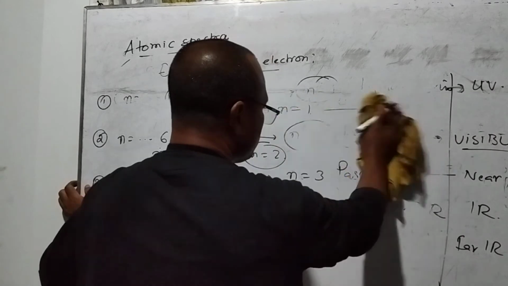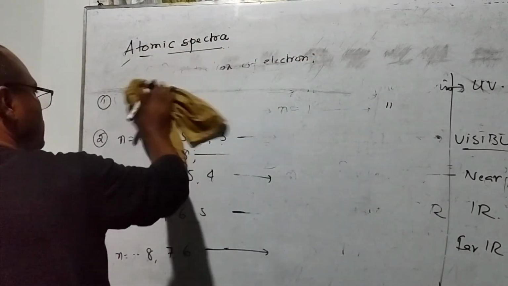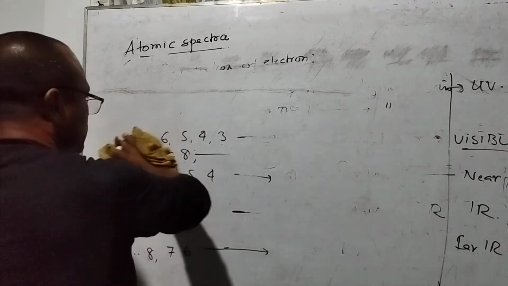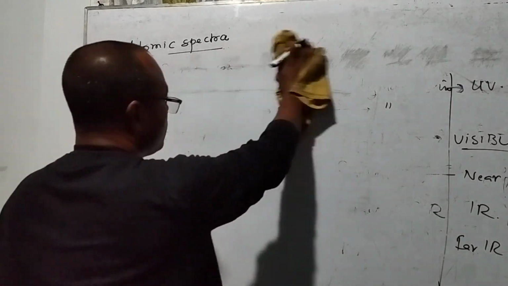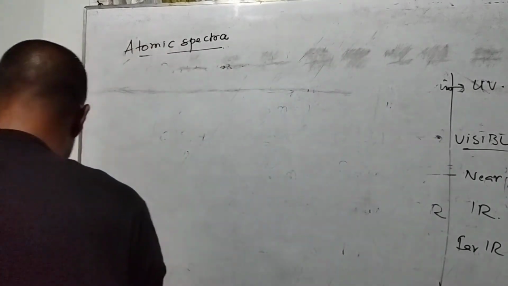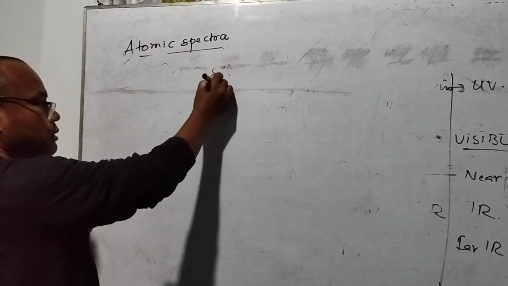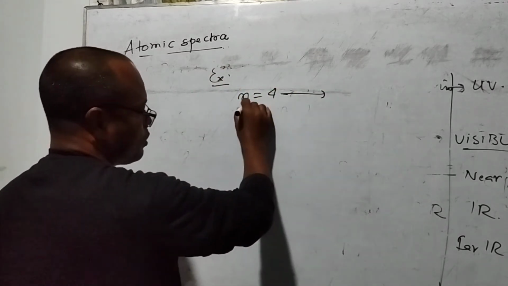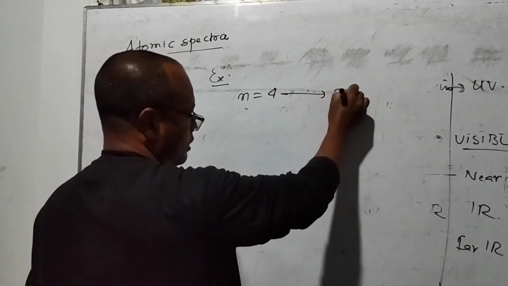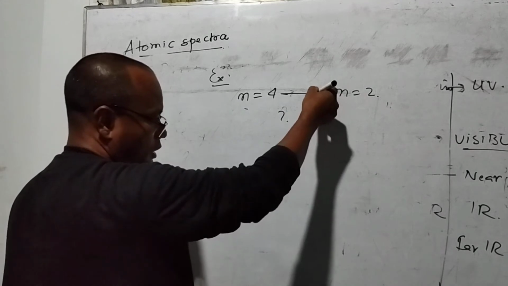Beside that, in your competitive examination, questions may be put up like this, by giving one excitation of the electron. Suppose I give you a simple example here. This is the excitation of the electron. Let me write here n is equal to 4. It can be here n is equal to 2. So they may ask you what is the type of this series.